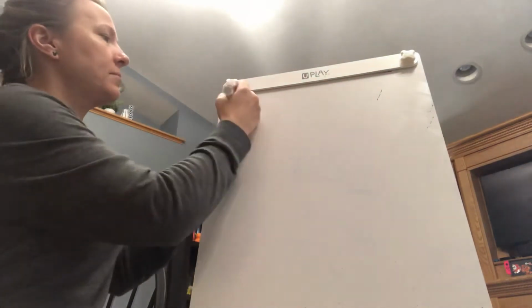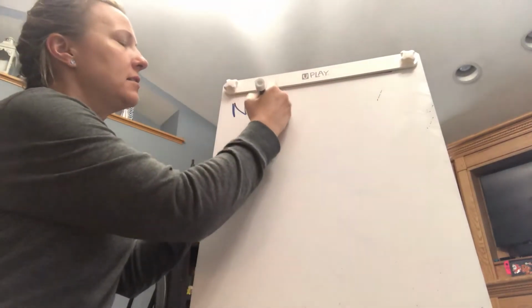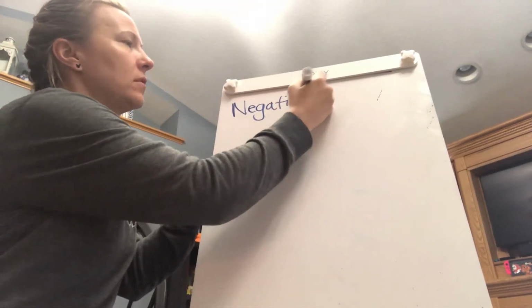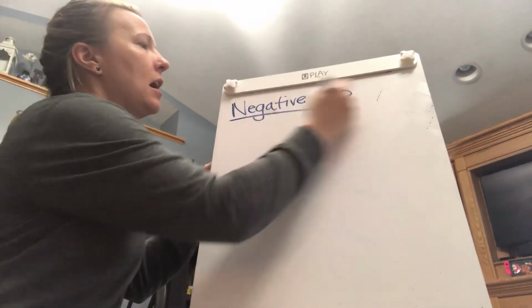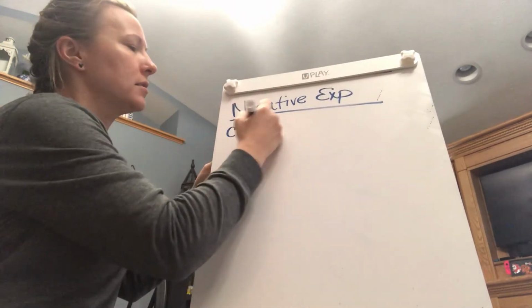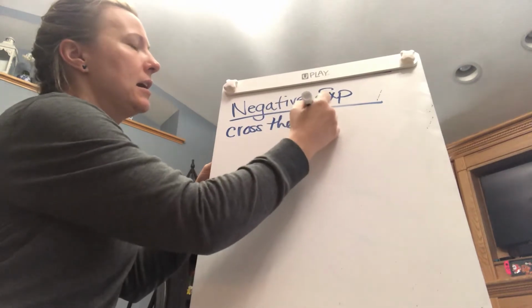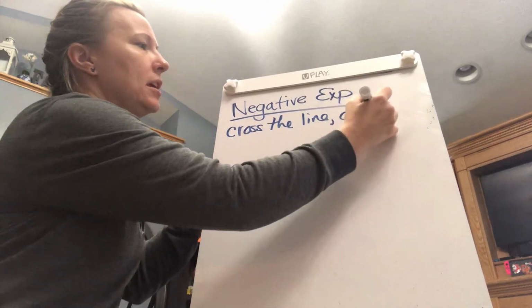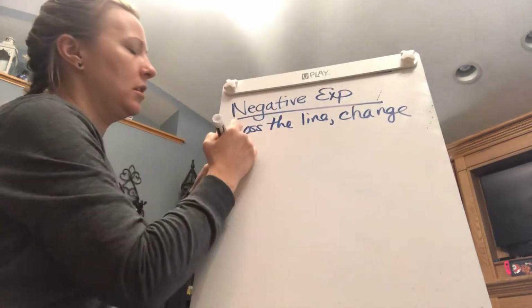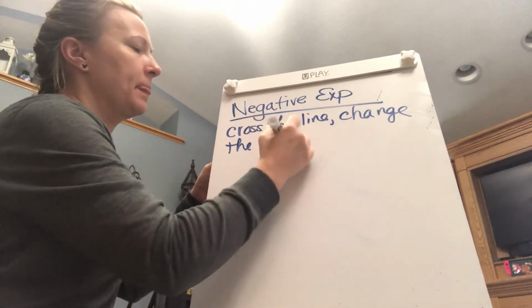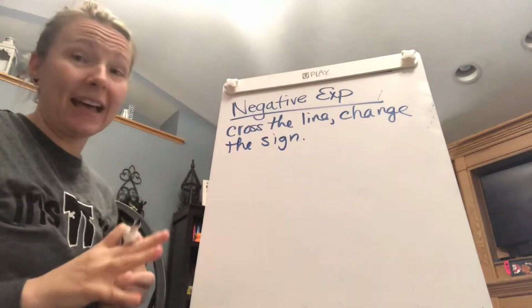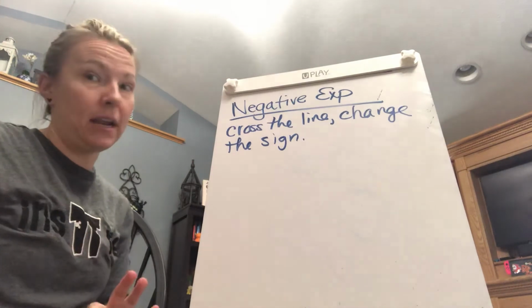And negative exponents work like this. I would say cross the line, change the sign. So, lots and lots and lots of times they do not want negative exponents.